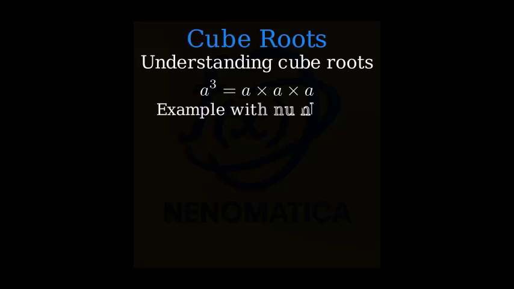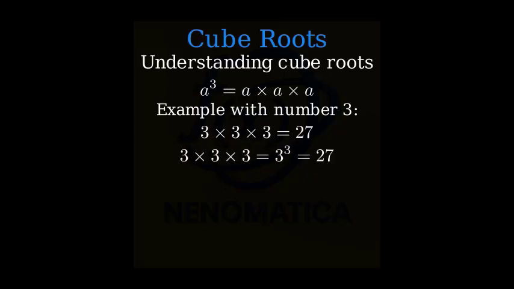Let's consider a number like 3. If we multiply 3 by itself 3 times, we get 3 times 3 times 3, which equals 27. As you can see, 3 times 3 times 3 equals 27. We can also write this as 3 cubed equals 27. Let's look at cubes of some other numbers from 2 to 4.